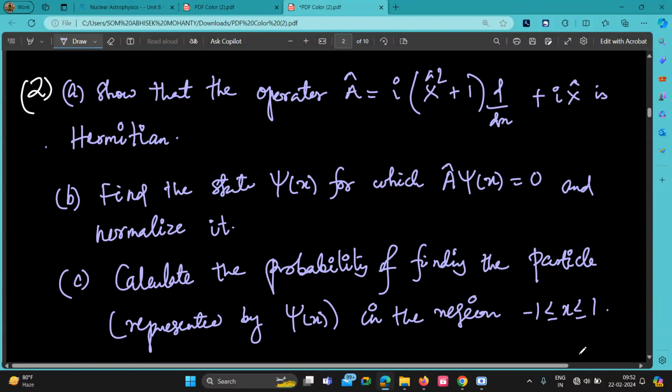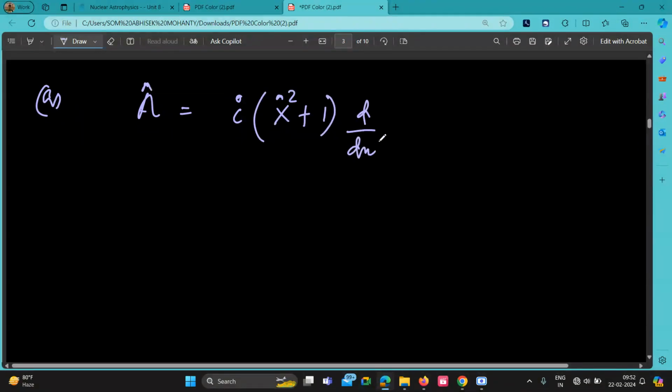So the operator A is Hermitian. Find the state for which this is equal to 0 and normalize it. Calculate the probability of finding the particle in the region -1 to 1. Okay, so try. Let's first do the first one, that is, we have to show this is Hermitian. What is given? A cap is equal to (i x² + 1) d/dx + i x cap. We have to show it is Hermitian, isn't it?